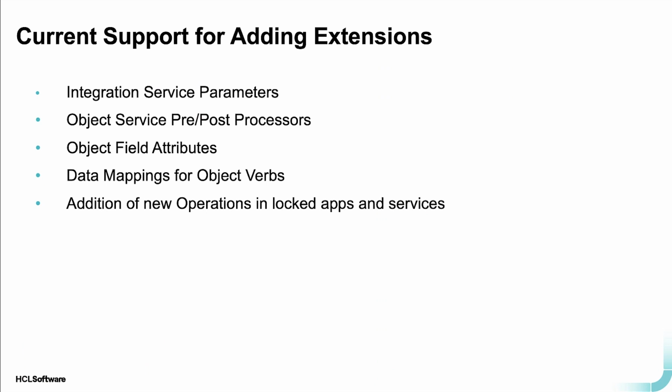And as we said, we have added support for adding extensions to integration service parameters and object service pre and post processors. We also have added extensions for field attributes. For the same field, if you want to add more attributes, you have that ability now. You have the ability to do data mapping for object verbs, and you can add new operations in a locked app. So basically, if I have an app which has a service with 4 operations, and you want to add a 5th operation, you have the ability to do that also now, right? So several levels of extensibility have been added to the server side of things.